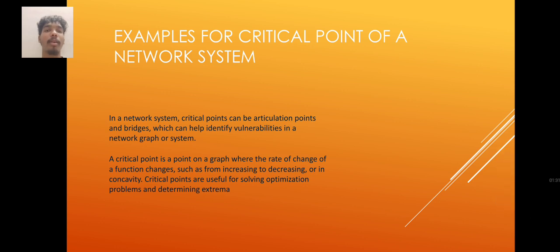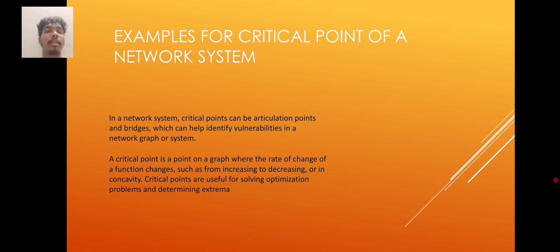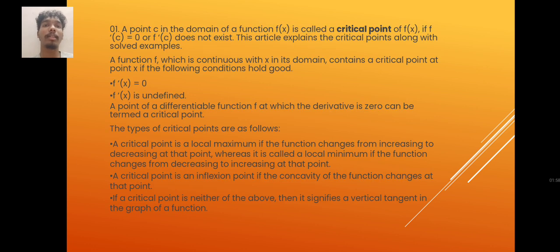A critical point is a point on a graph where the rate of change of a function changes, such as from increasing to decreasing, or in concavity. Critical points are useful for solving optimization problems and determining. Example for critical point of a networking system. Let us solve the first one and see.